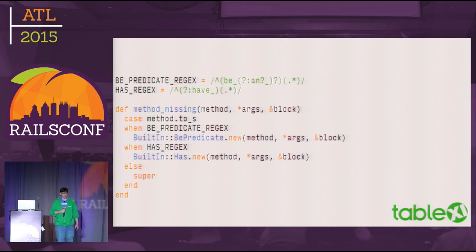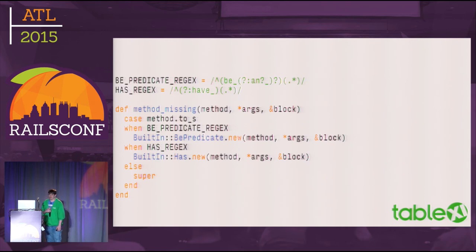It actually looks for two different kinds of things. The `be_predicate` regex looks for `be_`, `be_a_`, or `be_an_`. And then the `has` regex looks for `have_` and just switches it around. The `have` regex lets you say something like `expect(something).to have_key` rather than `has_key?`, and then it defers to the `has_key?` method so that your test sounds grammatical and not like a lolcat meme. The `be_` one is what we're looking at here, though.